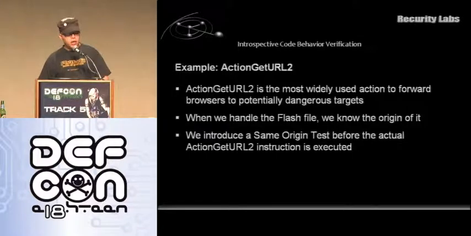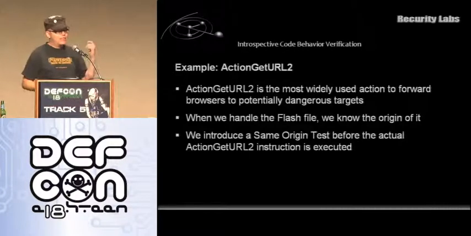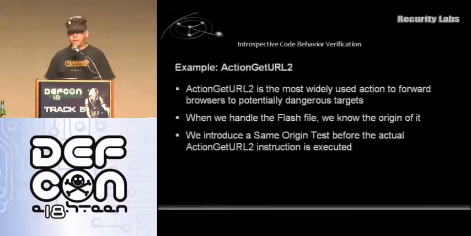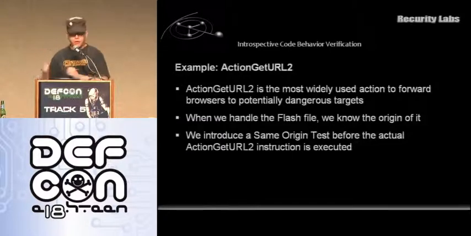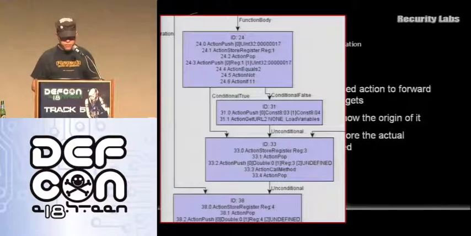So here's an example. There's ActionGetURL, second attempt in getting the opcode right. That actually is the most common function that forwards your browser to a different URL and is used by most of the downloaders, like the Flash downloaders that just download scareware onto your machine. So when we handle the Flash file, for example, we know its origin. We know where it came from. No script passes this on to us. So we can actually patch more strict same origin policy checks into the Flash code itself than the player would actually do. And this is how it looks in a code flow graph.